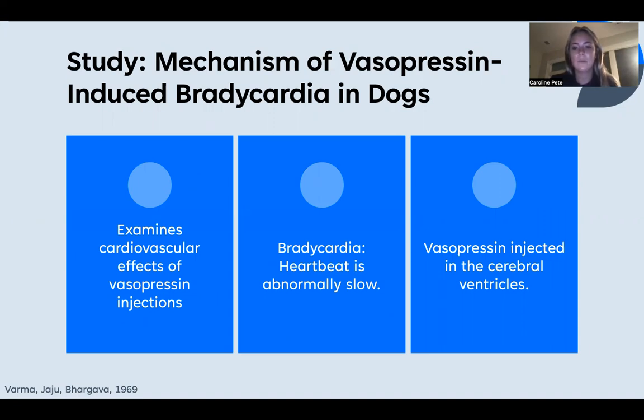The vasopressin was injected in the cerebral ventricles of dogs to investigate this. It was hypothesized that if bradycardia is present after an IV injection of vasopressin, then it can be associated as a result of a peripheral depressant action on the heart. And if bradycardia is present after a lateral or fourth ventricle injection, then it can be accounted for by a central stimulating action on the cardioinhibitory neurons in the region of the vagal nuclei.